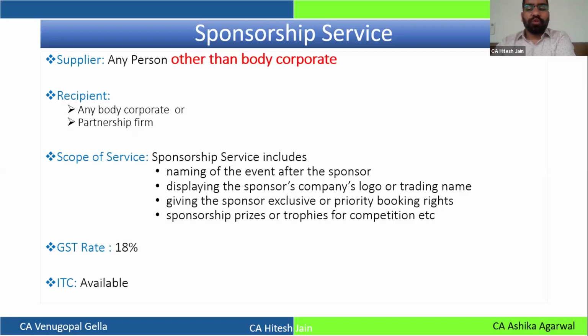Now, what is the scope of service which is included in the sponsorship service? It includes naming the event, displaying the company logo, giving sponsor exclusive booking rights, sponsorship prizes. If you sponsor any prizes for any event, that also is included under the scope of RCM. The rate applicable is 18%.